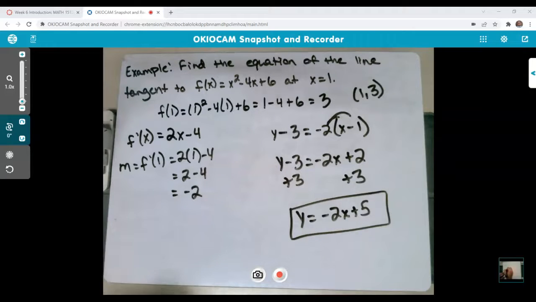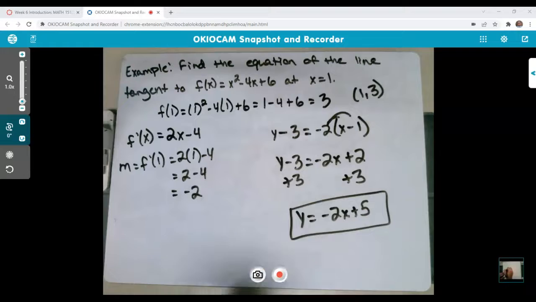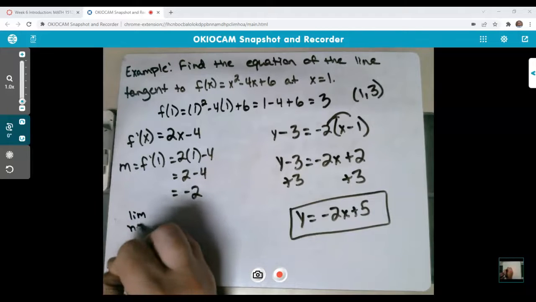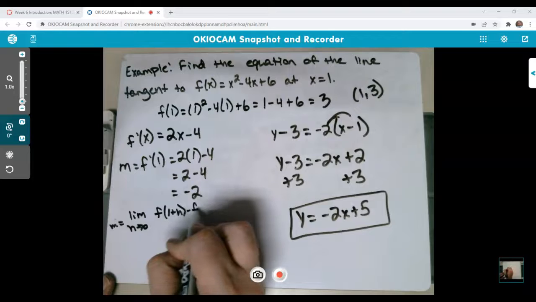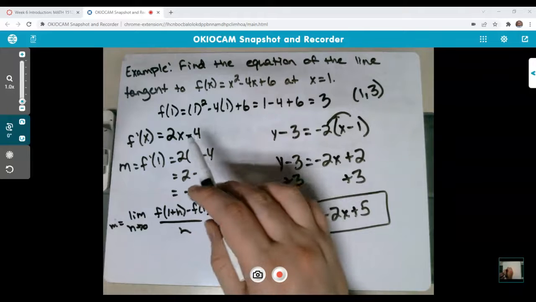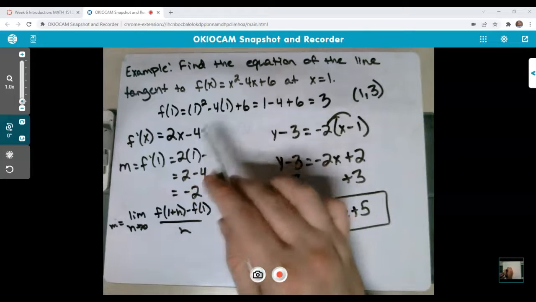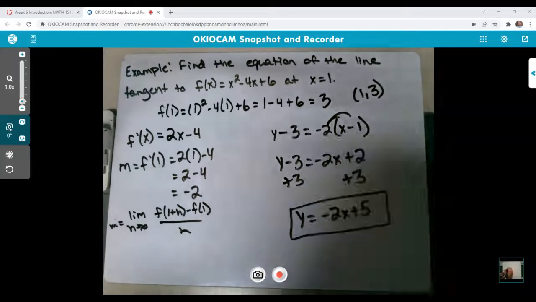So my point of showing you guys this one is to show that these tricks really help me save time, right? Because how I've done it before is when I found what the slope was, I would have had to have done the limit as h goes to 0 of f of 1 plus h minus f of 1 over h, which could have been a lot of work. So instead of doing all of that, I just find f prime of x using the power rule and then plug in a 1.